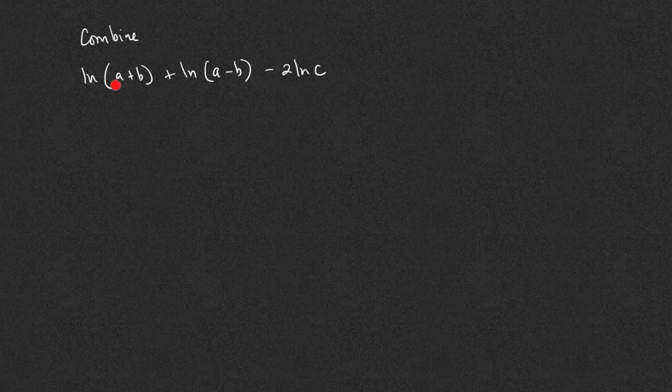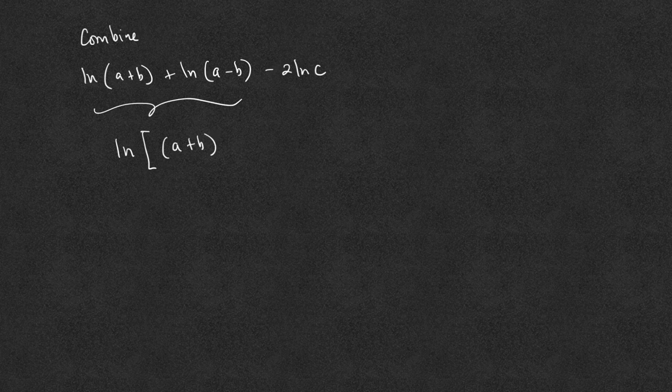Combining the logarithmic expression. To combine logs is to rewrite several terms with log into one single log term only, using the laws of logarithms. We have the sum and the difference. We know that with the sum of the logs, we can combine the sum by putting the product inside of log. And so this is ln, log base e, of (a plus b) times (a minus b), and that is for the first two terms only.